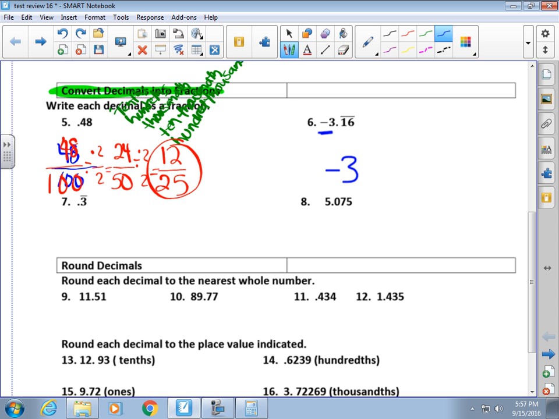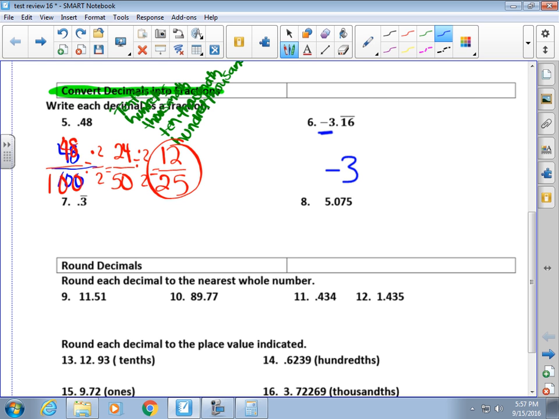You might say the 6 is in the hundredths place, so I'm going to put 16 over 100. That is not true because this is repeating. This is repeating. All right? So that means it goes on forever. It goes way past this. So we have a different process that we need to do.